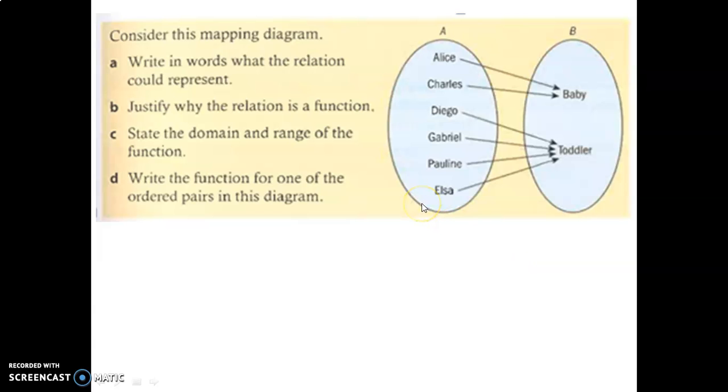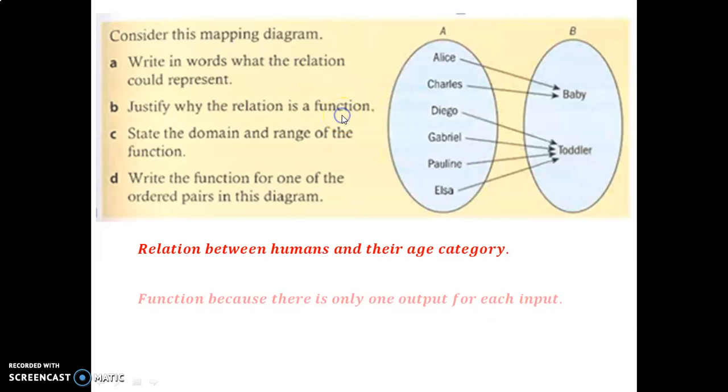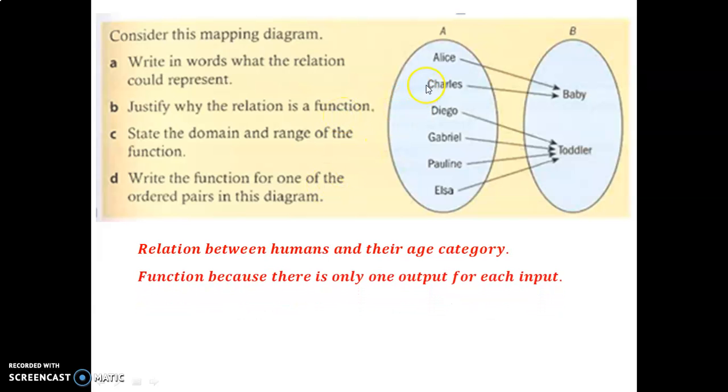Let's look at another one here. What could this relation represent? Well, it could represent the relation between humans and their age category. Some humans are babies, some are toddlers, some are adolescents, and so on. Justify why this is a function. Okay, it is a function because there is only one output for each input, right? Each input leads to only one output. Great, state the domain of the function and the range.